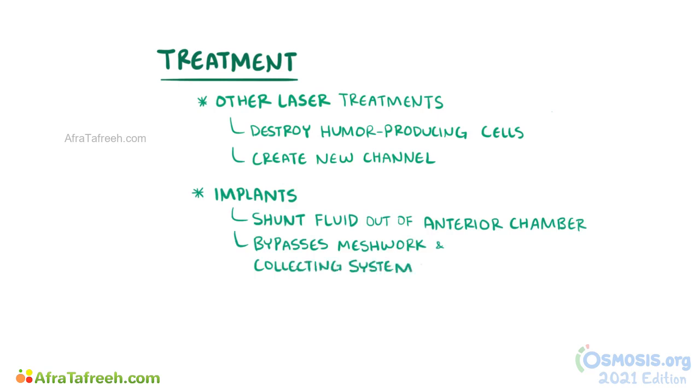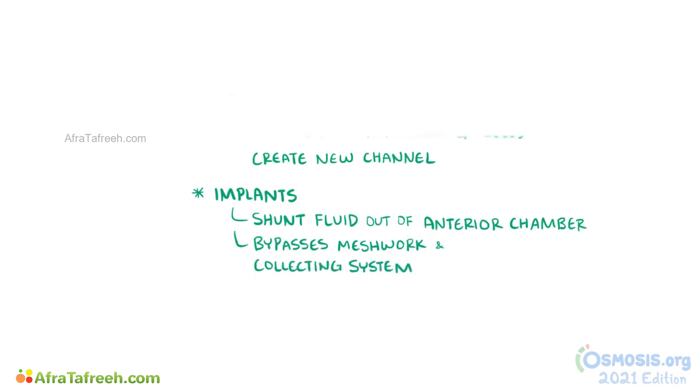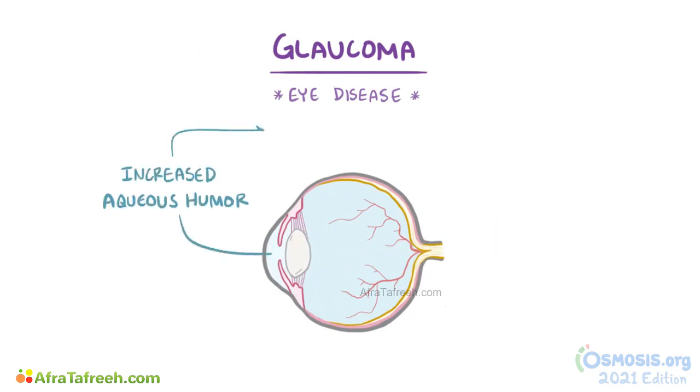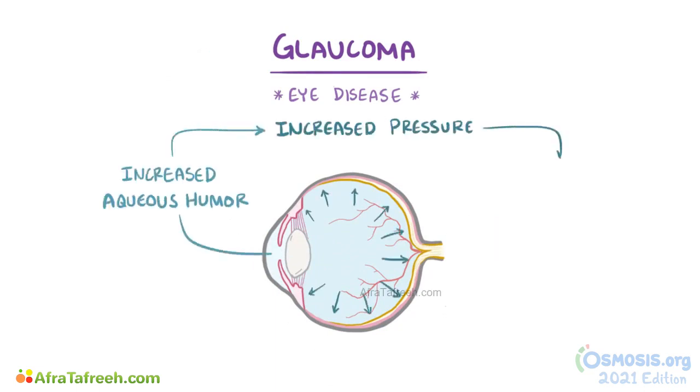Alright, as a quick recap, glaucoma is an eye disease where a buildup of aqueous humor causes increased pressure in the eye, and this damages the optic nerve and can result in blindness.